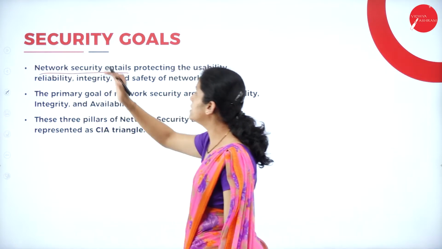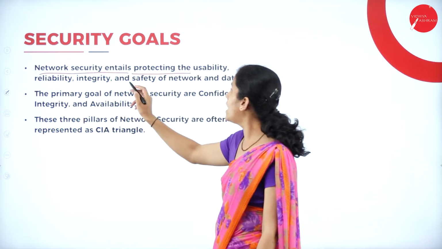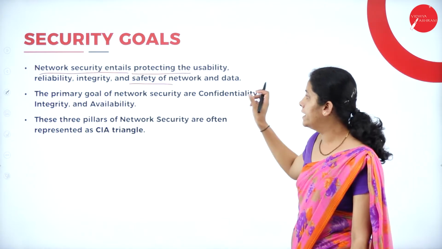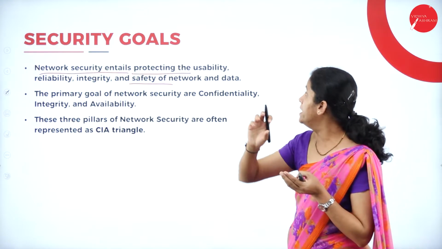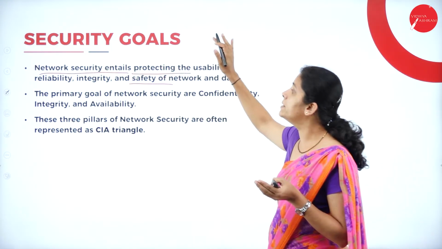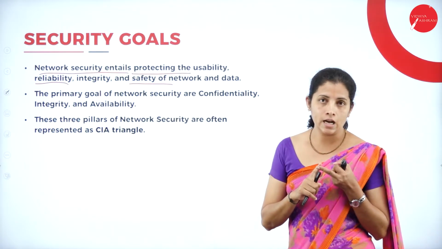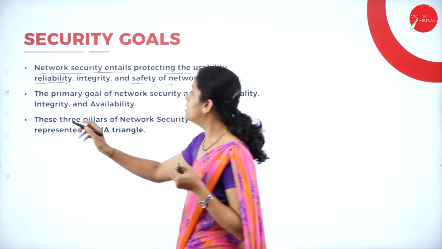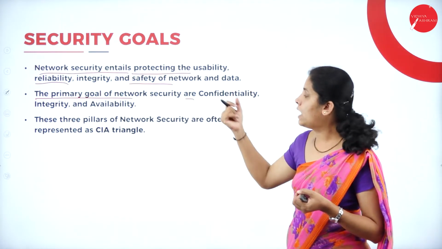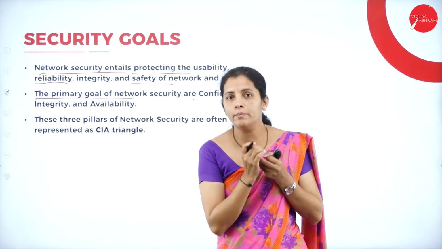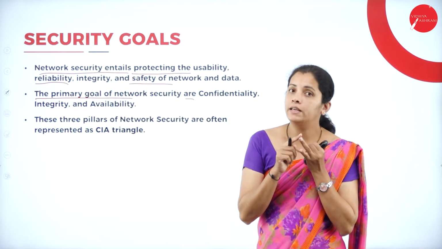So here, the network security entails protecting the usability, reliability, integrity, and safety of network as well as data. That means here the network security provides the complete security or protection against the availability, then reliability, integrity, and safety of data as well as network resources. The primary goals of network security are confidentiality, then integrity and availability. That means when we are going to talk about network security, what are the things I want to remember here? That is confidentiality, integrity and availability.